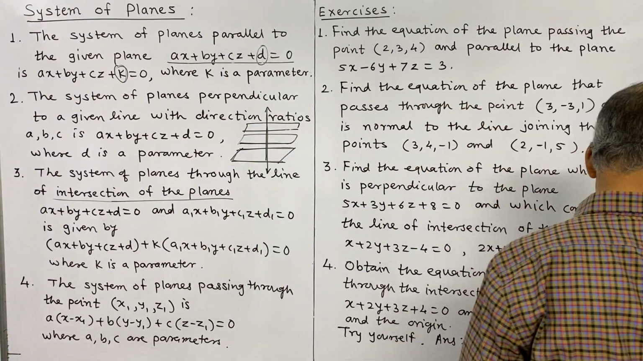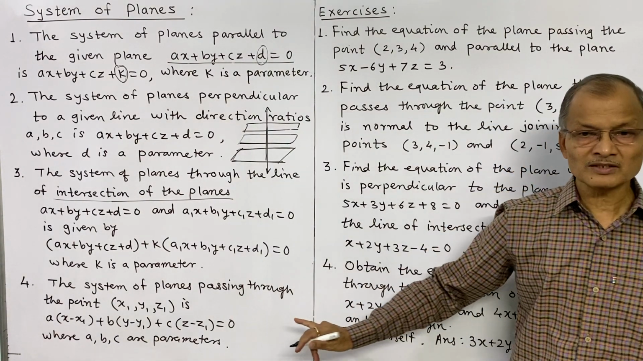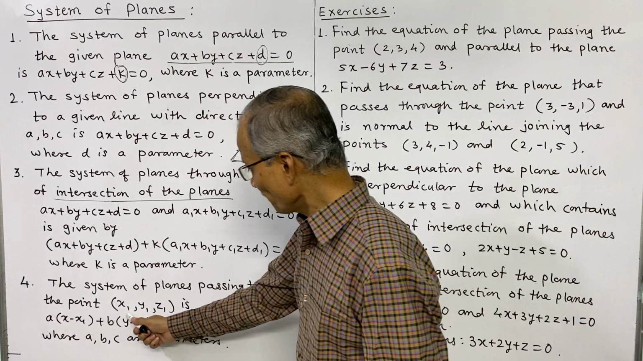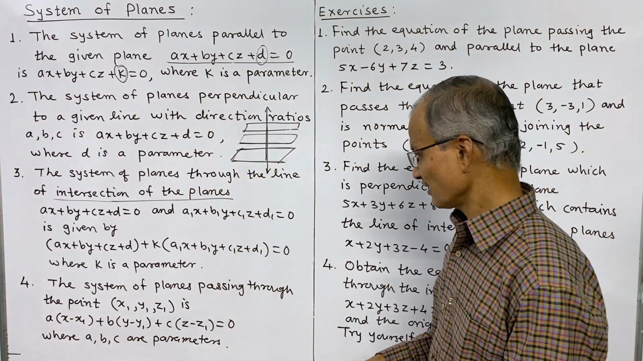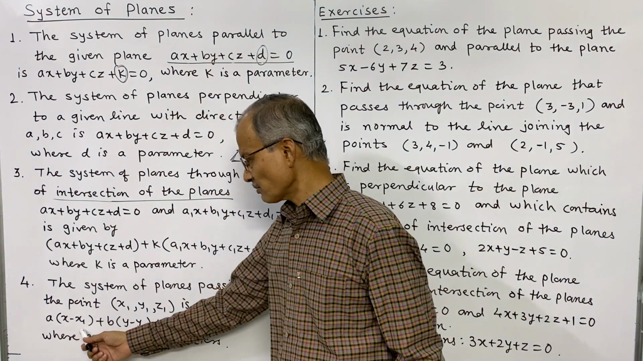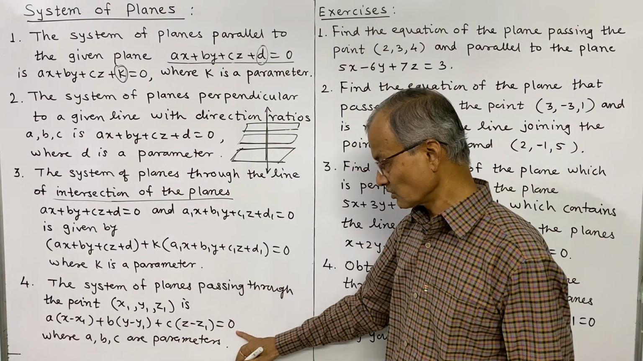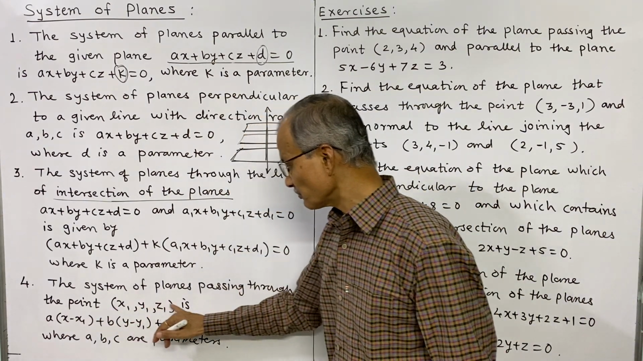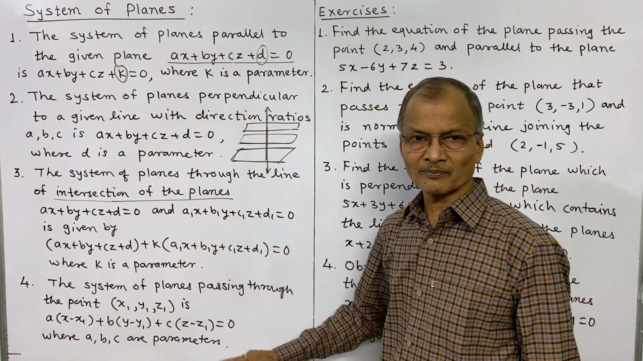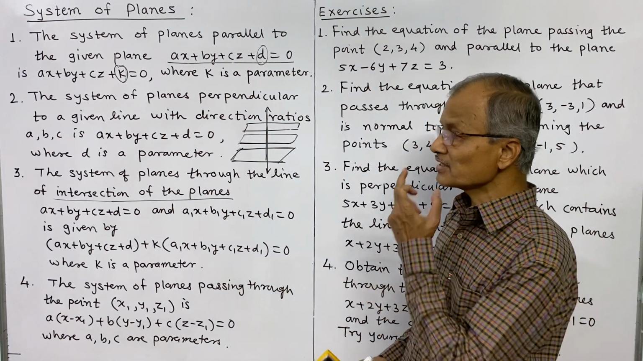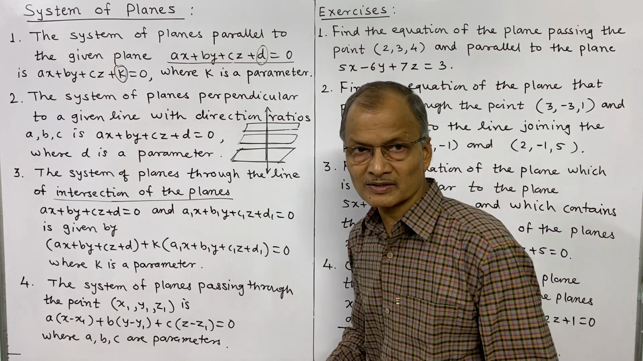Now the fourth we already used in our last lecture, that is the system of planes passing through a given point. If one point is given, there will be infinitely many planes passing through that point, and that is simply written as a into x minus x1 plus b into y minus y1 plus c into z minus z1 is equal to 0, because the coordinates of this point satisfy this equation, and here a, b, c can be changed to get the different planes.